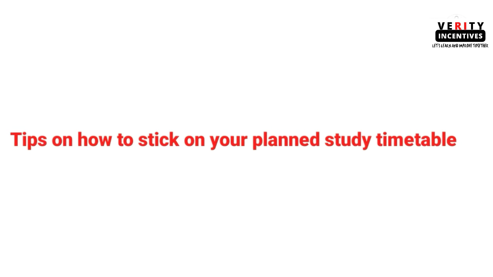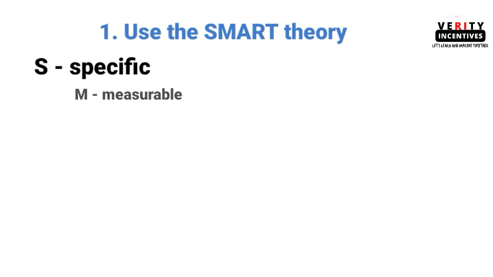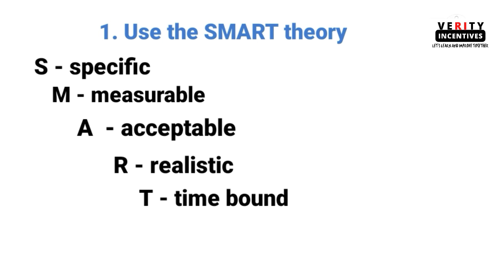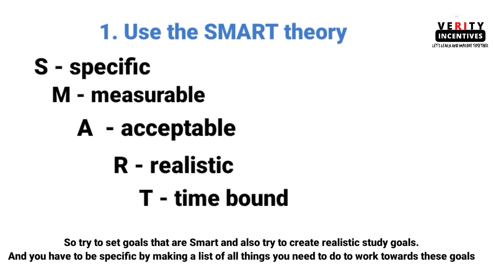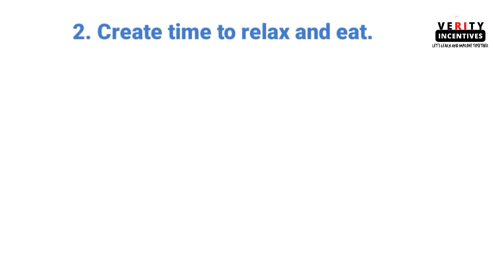So here are the tips on how to stick to your planned study timetable. 1. Use the SMART theory. S for specific, M for measurable, A for acceptable, R for realistic, T for time bound. So try to set goals that are SMART and also try to create realistic study goals. And you have to be specific by making a list of all things you need to do to work towards these goals.